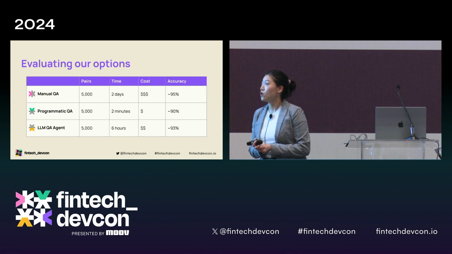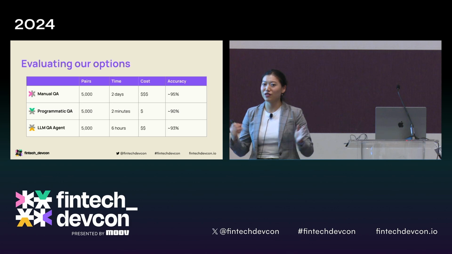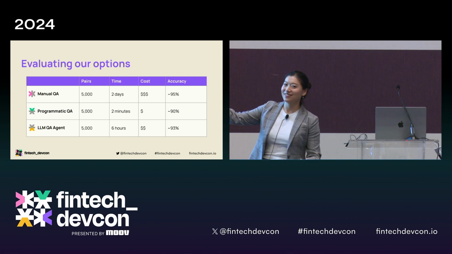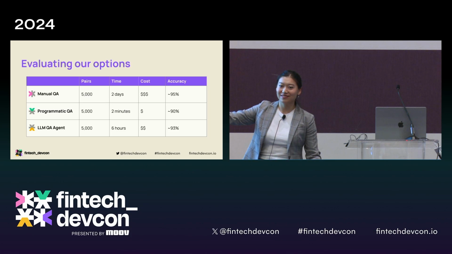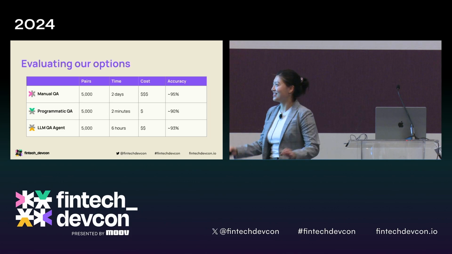All right, so let's evaluate our options. With a show of hands, which one would you choose? Manual QA, anyone? No. Programmatic QA. All right, yeah, smart. How about QA agent? Only 1, 2? Oh, okay, 4, great.